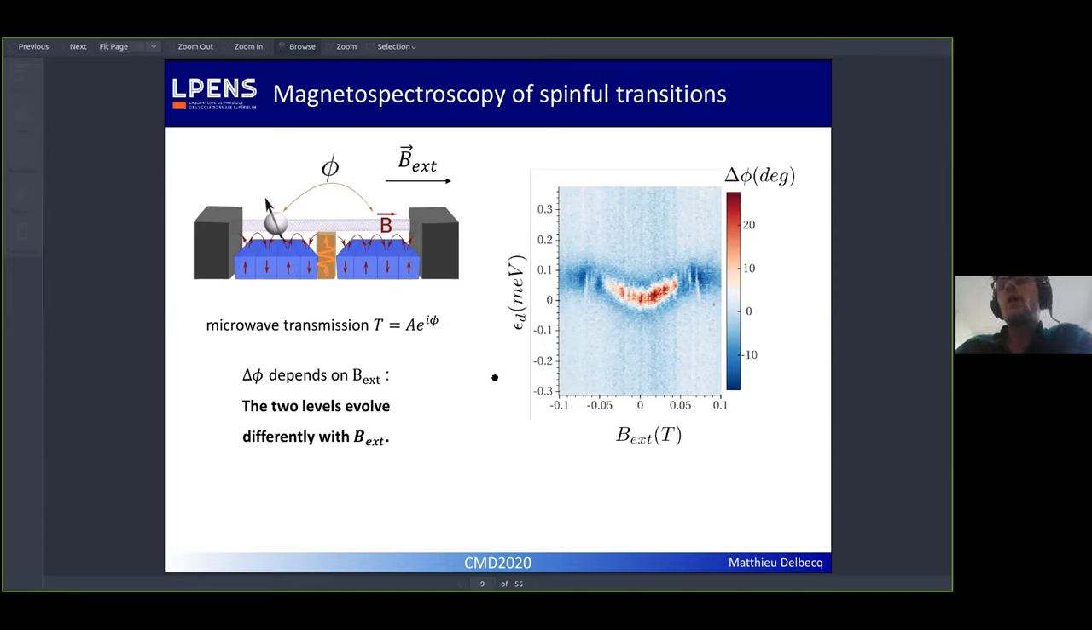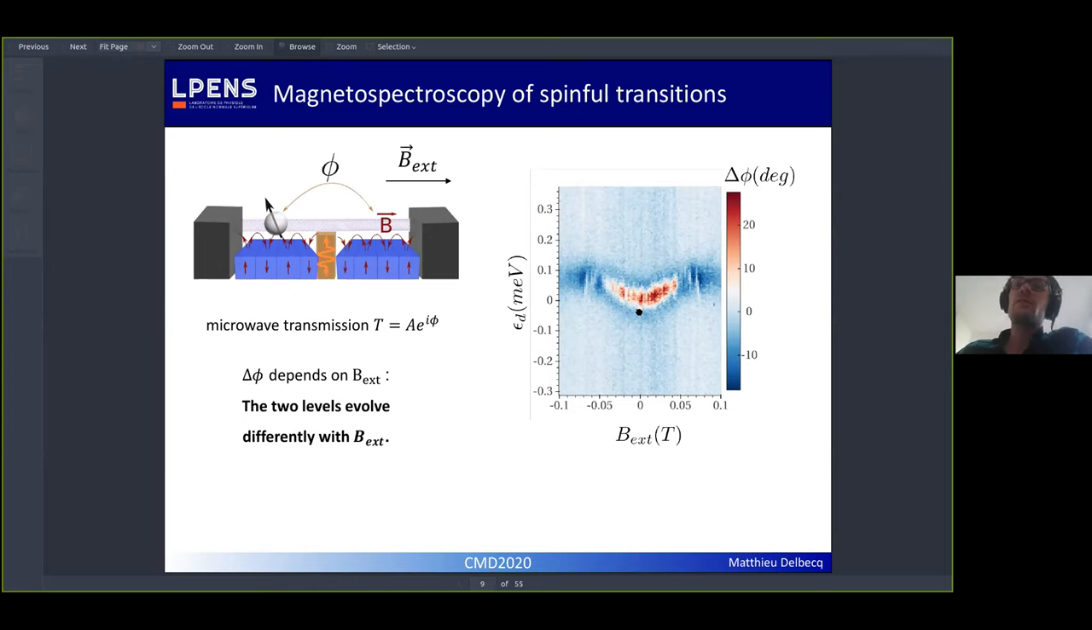So this is what we observe. This is the transition between the two levels, between the right and left dot. As we change the external magnetic field, which is applied along the carbon nanotube, and also as we change the detuning in energy between the two dot levels, what we see is a non-trivial response. We see a finite slope here of this dispersion.